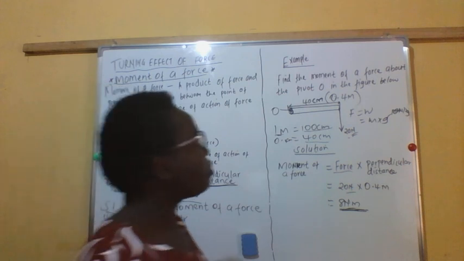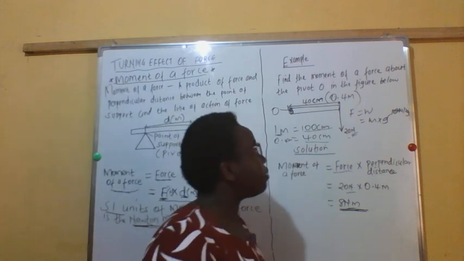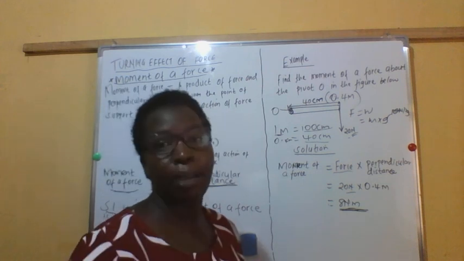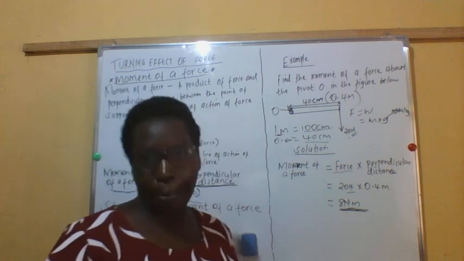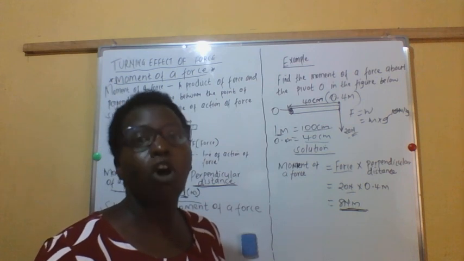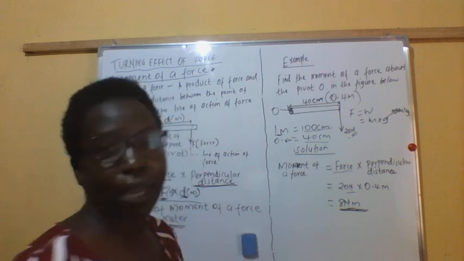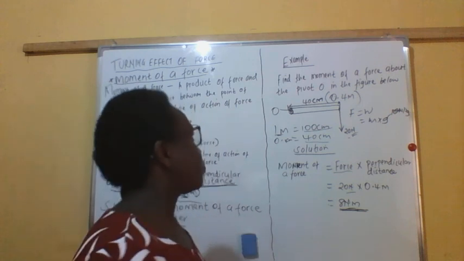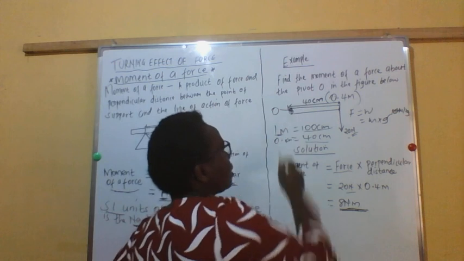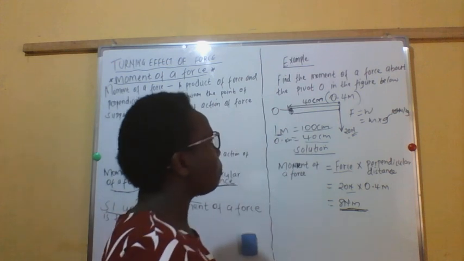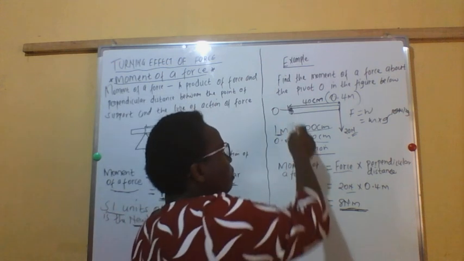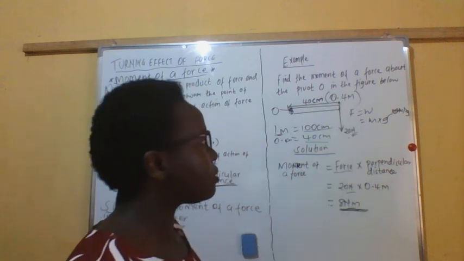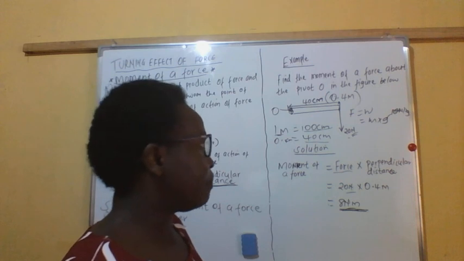Example: suppose you have been given a numerical problem to solve on the moment of a force. Like now, we have this example here. Find the moment of a force about the pivot O in the figure below. The pivot, remember, is the point of support, or the fulcrum, or the turning point. It depends on how the question is framed or what you have been given. So we have our pivot here, that is the point of support O, and the distance from the point of support to the line of action of the force is 40 centimeters as per the given diagram.